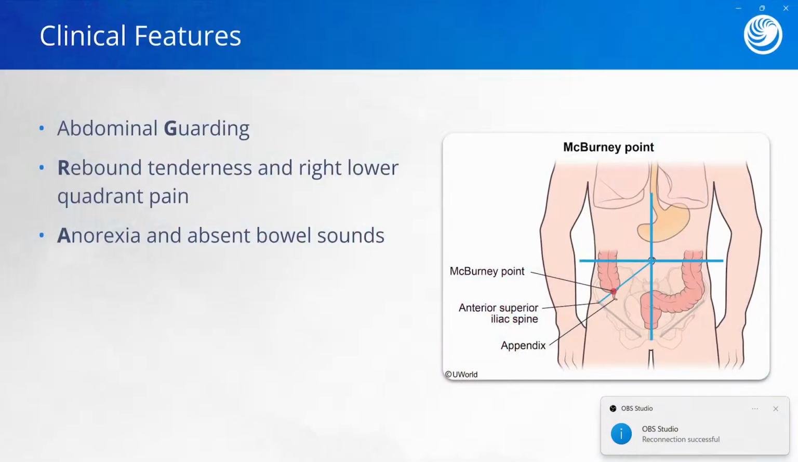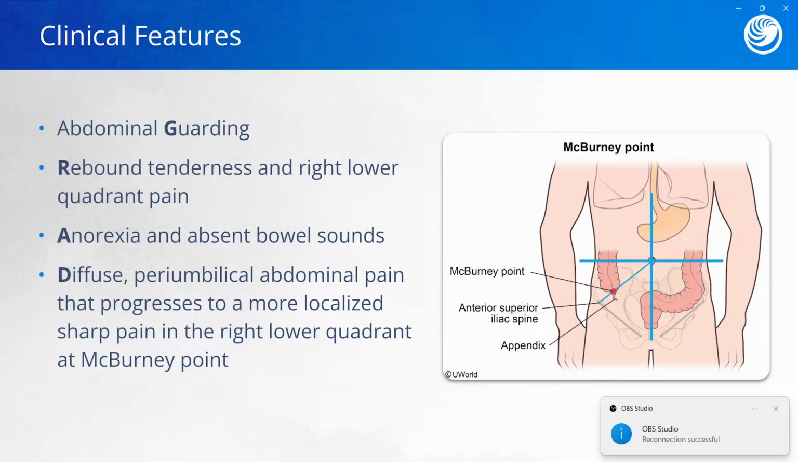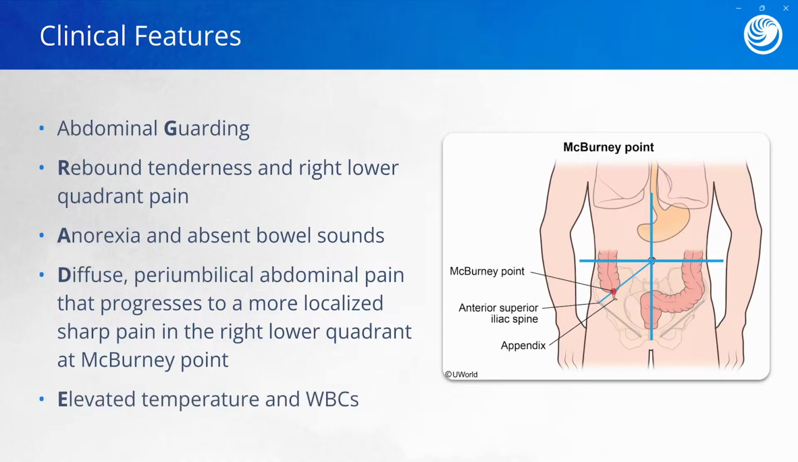Now I know we just addressed right lower quadrant abdominal pain and that localization of the abdominal pain. Clients can also experience a diffuse periumbilical pain in the beginning, so this is known as a referred pain. Clients may feel this generalized pain in their abdomen, but as the inflammation progresses, they will start to be able to localize the pain to that right lower quadrant. Clients will also experience elevated temperatures and elevated white blood cells, and this is due to the inflammation and infection.